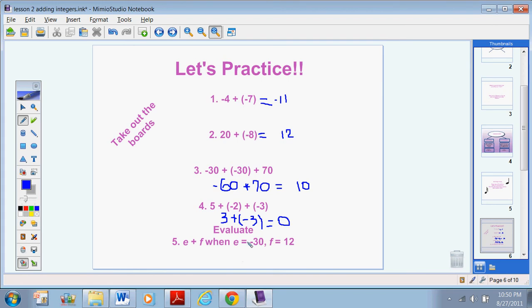They will disappear. Here we have to evaluate, number 5, e plus f when e equals negative 30 and f equals 12. E is negative 30, so we bring it down, plus f is 12. So here we have different signs. We will need to subtract. 30 is negative, 12 is positive. Subtract them normally. That will give us 18. Now we have to decide which sign to choose. The absolute value of negative 30 is 30. The absolute value of 12 is 12. So we keep the sign of 30, which should be negative.